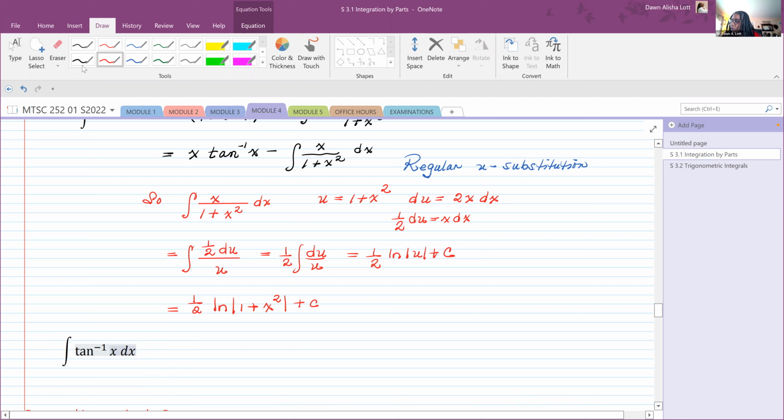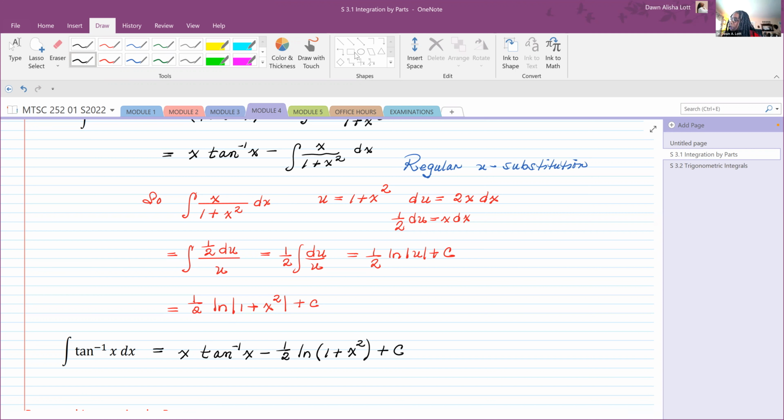So this is now going to equal x times the tan inverse of x minus 1/2 the natural log. I don't need the absolute values because that thing is always positive, but I am going to throw in my plus c. So there is my answer.